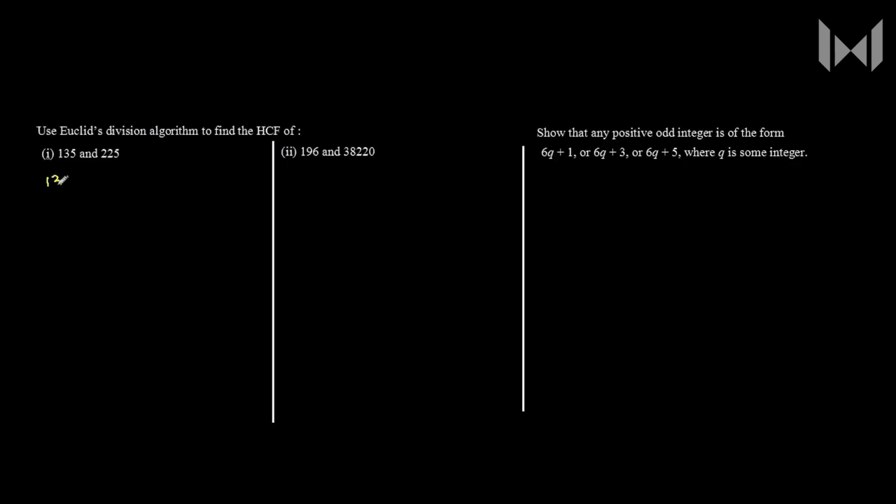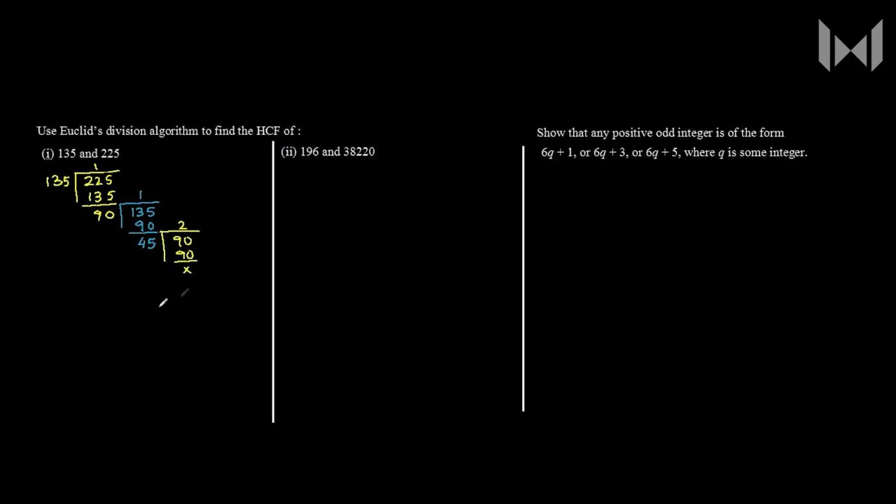So you have 135, and that's dividing 225. We divide by 1 times, so it's 135. Now this is 0 and this is 90 over here. Now we divide the previous divisor by the remainder, so 135, and 1s are 90, so we are left with 45. Now once again we divide the previous divisor by the remainder, and this is 45, 2s are 90.